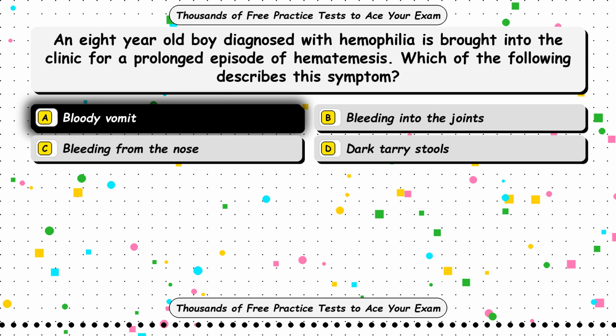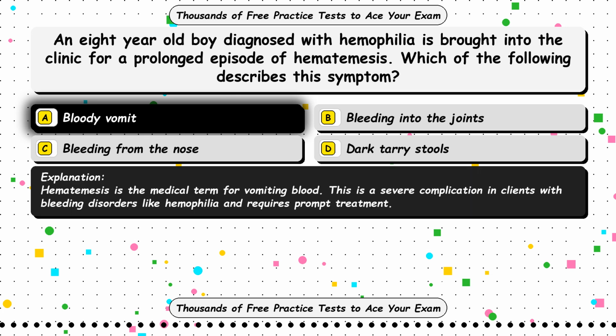The correct answer is option A, bloody vomit. Hematemesis is the medical term for vomiting blood. This is a severe complication in clients with bleeding disorders like hemophilia and requires prompt treatment.